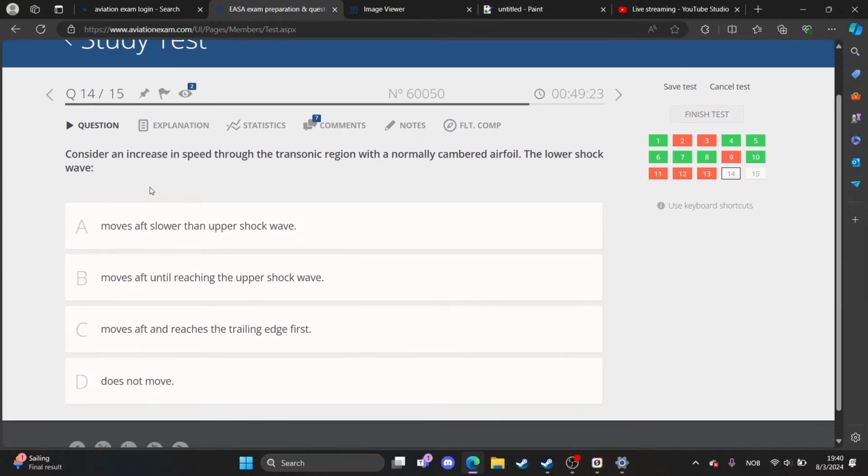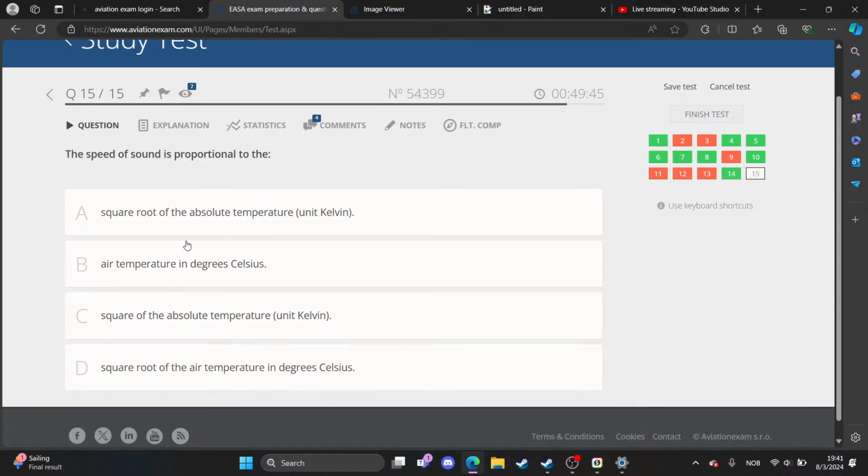I'm learning. Consider an increase in speed through the transonic region. With a normal camber down, the lower shock wave moves aft and reaches the trailing edge first, yes. The speed of sound is proportional to the air temperature. No, it's the square root of the.